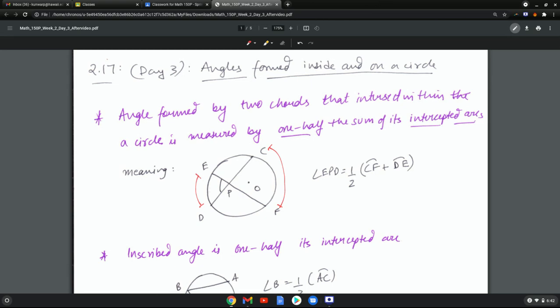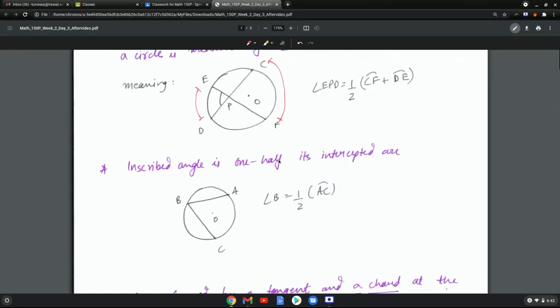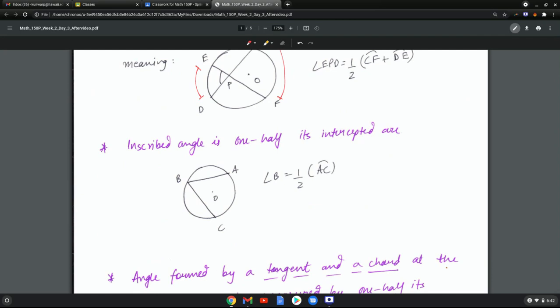Now again, remember, these make sense because angles are being measured in radians too, and the radian measure we've seen corresponds to lengths on the circle. Second one, which is really important and helpful, as we'll see in an example later, is that an inscribed angle is 1/2 its intercepted arc. So whatever this angle here is, it's going to be 1/2 of the length from A to C.